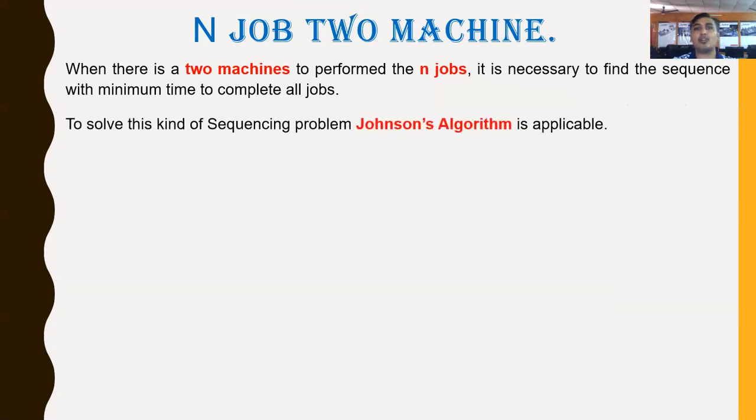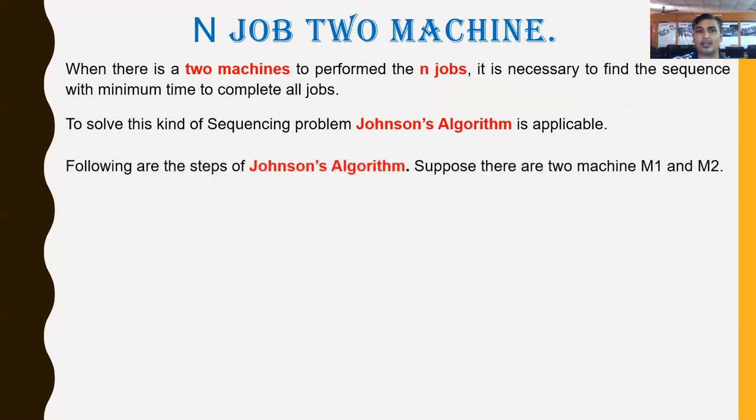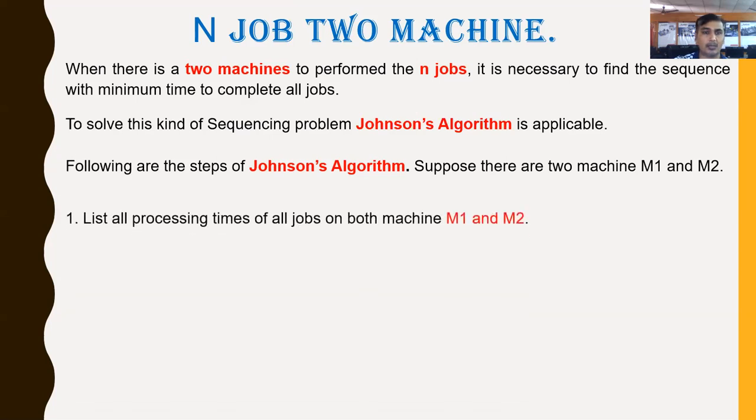Now in N job 2 machine, we have to use the Johnson algorithm technique or Johnson method. So now we take the steps. Following are the steps for the Johnson algorithm. Suppose there are 2 machines, M1 and M2. Step number 1, list all the processing times of all jobs on both machines M1 and M2. Second, find the minimum time from all the jobs. In that, we have to find the minimum time on machine 1 or machine 2.